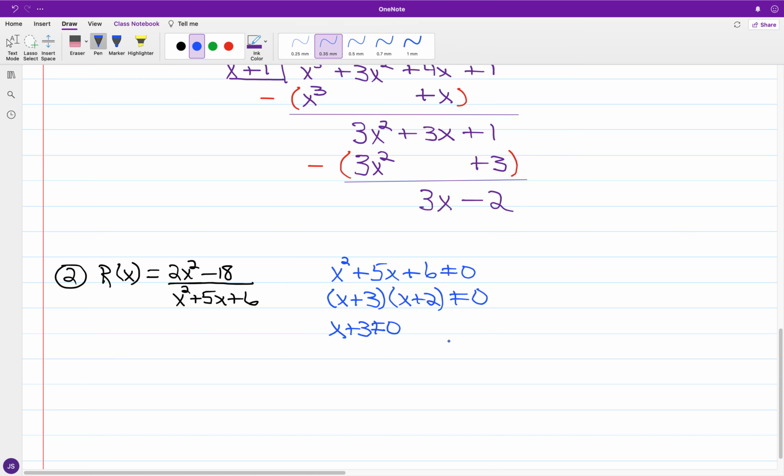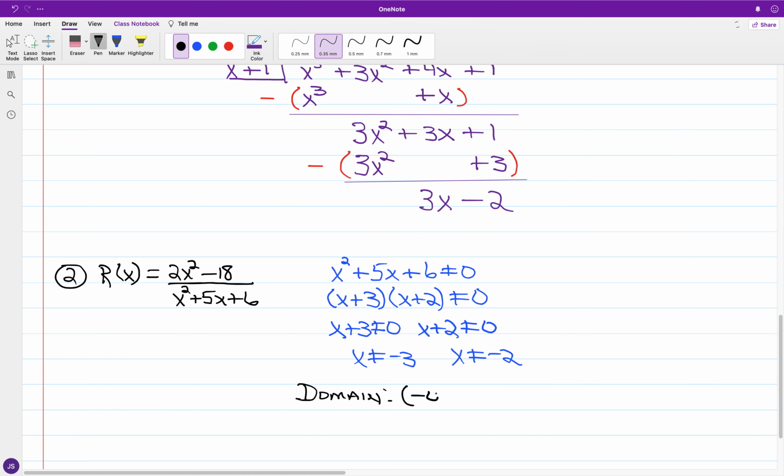Okay, so we have x plus 3 cannot be 0, as well as x plus 2 cannot be 0. So we have left out from the domain negative 3 as well as negative 2. All right. So in the case of the domain of this rational function, there are two excluded values, negative 3 and negative 2.